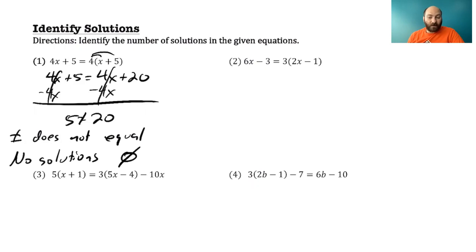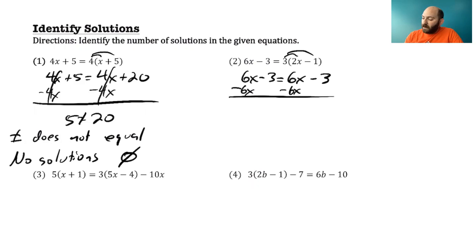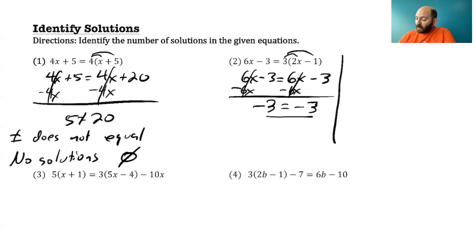We might get no solutions. Here, if I distribute, I get 6x minus 3 equals 6x minus 3. You can maybe see something that's interesting here, but if I subtract 6x over, those cancel out, and I get negative 3 equals a negative 3. Well, when is this true? Always. Okay. This is always true that negative 3 equals negative 3. Anytime you get a number equal to itself, that means it does not matter what I put in for x.